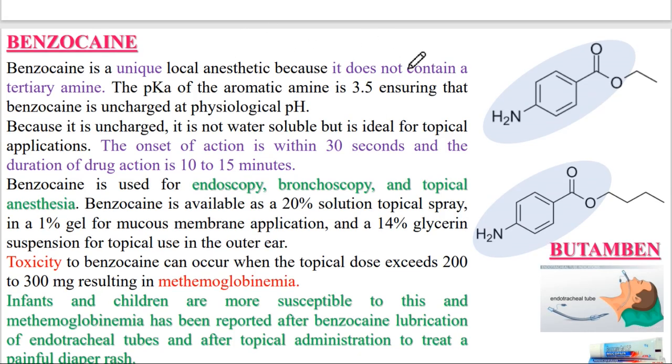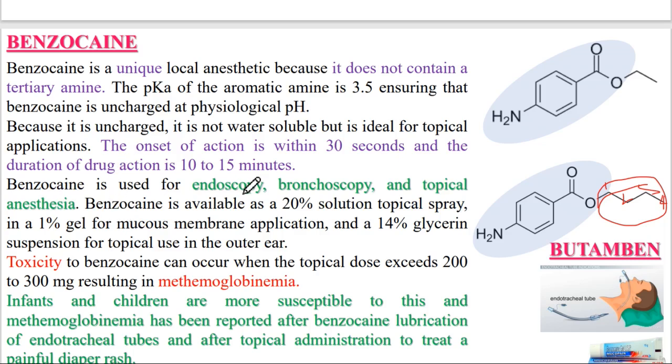Then we have the aminobenzoic acid derivatives, in which the first drug is benzocaine. It is a local anesthetic that does not contain a tertiary amine. The pKa of the aromatic amine is 3.5, ensuring that benzocaine is uncharged at physiological pH. This is just a difference; the rest of the ring is the same. Here you have a 1, 2, 3, and 4 carbon butyl chain, butyl or butane.